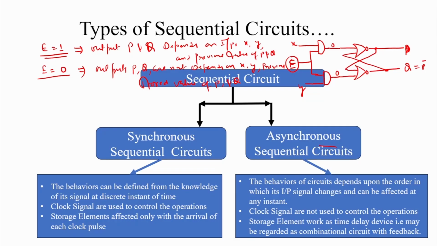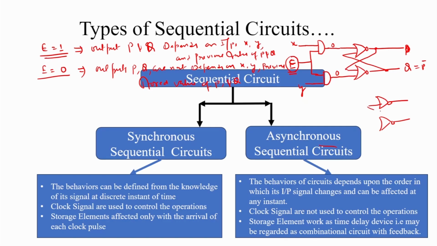When E is equal to 0, then the output is always 1, whatever the value of x, y or p or q. When E is equal to 1, this circuit behaves like a sequential circuit. When E is equal to 0, the circuit always provides output 1, and it does not depend on the values of x, y and the previous states p and q. This is another circuit. What happens here?